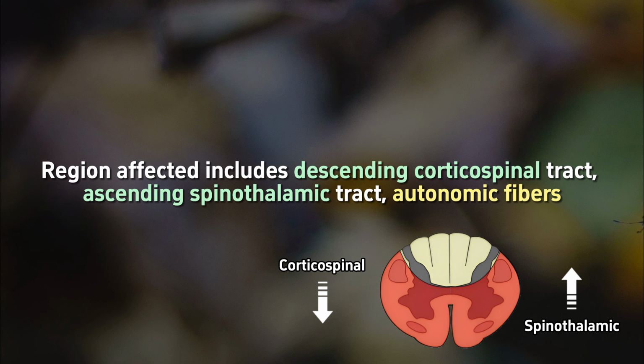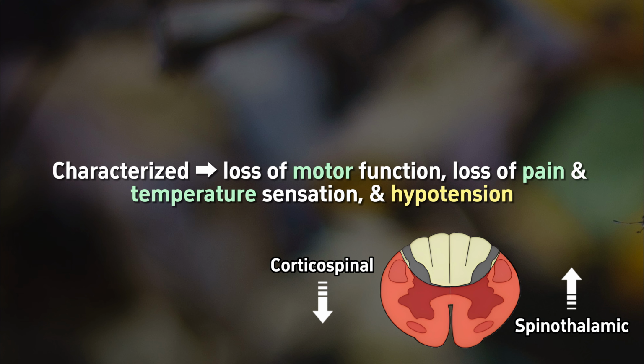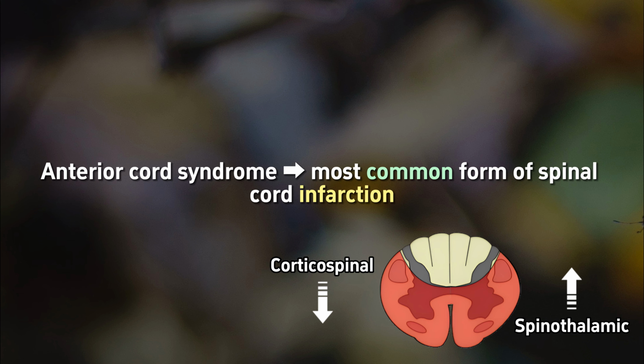The region affected includes the descending corticospinal tract, ascending spinothalamic tract, and autonomic fibers. It is characterized by a corresponding loss of motor function, loss of pain and temperature sensation, and hypotension. Anterior cord syndrome is the most common form of spinal cord infarction.